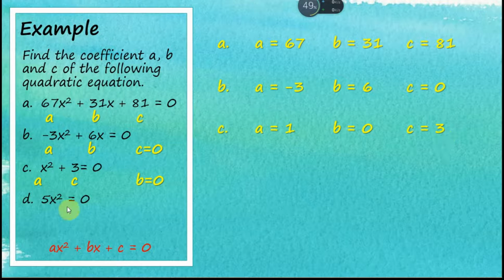Okay, how about this one? This one we have the x squared term, but we don't have bx and c. A equals 5. Since we don't have bx, it means b equals 0, and we have no c as well, and therefore c equals 0. Okay, so that's how we tell the coefficients of a quadratic equation.